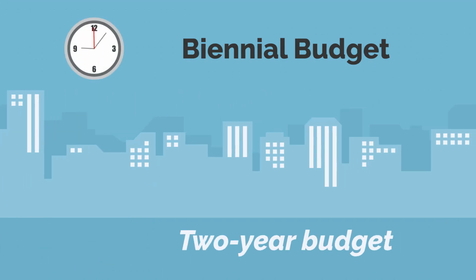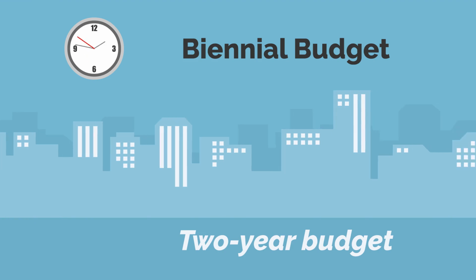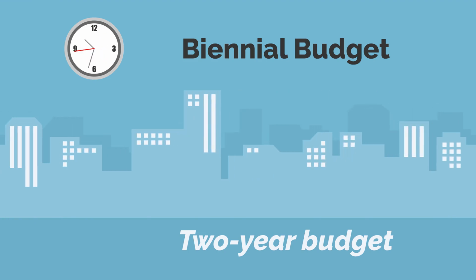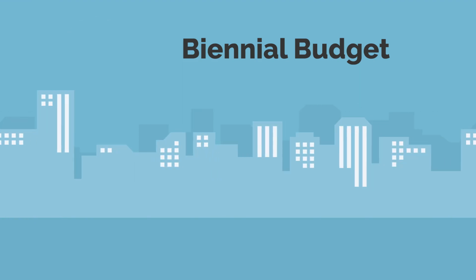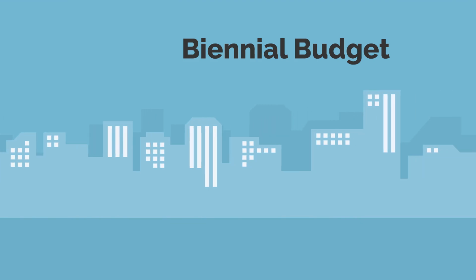North Carolina operates on a biennial budget. That means it's a 2-year spending plan. However, the budget gets adjusted every year. This means we have 2 different kinds of budget cycles.